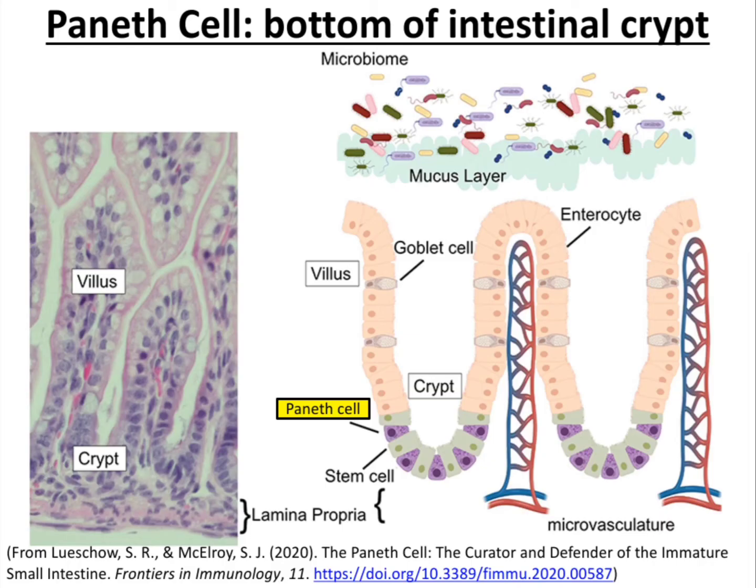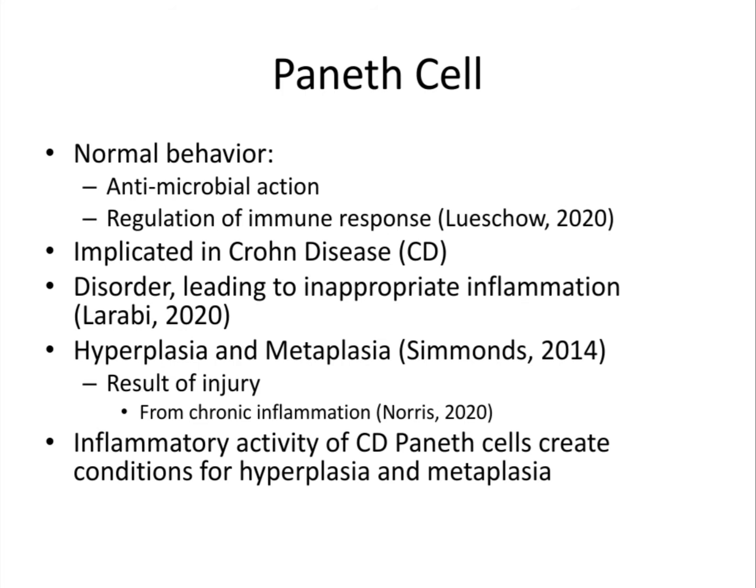This image shows the location of the Paneth cell in the intestinal crypt. The Paneth cell regulates the immune response in the small intestine. The normal behavior of Paneth cells is to produce antimicrobial peptides that help to regulate the composition of resident flora. In this way, Paneth cells regulate the immune response. Dysfunction of Paneth cells is implicated in Crohn's disease. Dysfunction may lead to inappropriate inflammation.